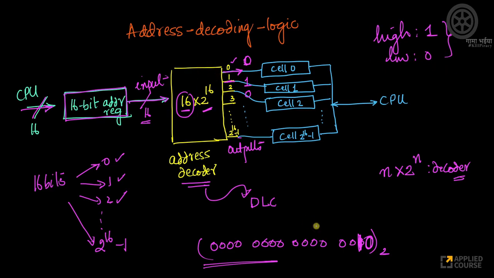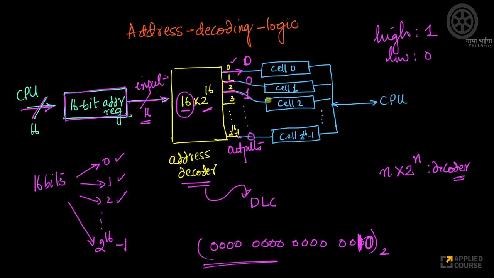So let's take this simple example. Imagine my 16-bit address register has this value. These 16 bits are sent as input to the address decoder. Now, what does the address decoder do? Because this is binary, it corresponds to decimal value 2 power 1, which is 2. So this corresponds to a value of 2. Okay, so only this line 2 here is set to 1, rest everything is set to 0.